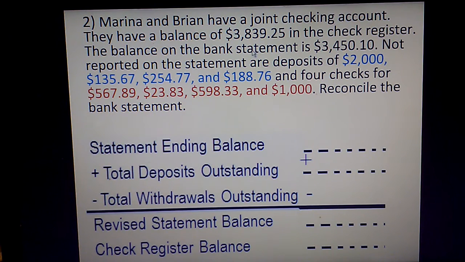That's what her bank statement says. So we're going to put the $3,450.10 there. Total deposits outstanding. So we're going to take all of these deposits. The $2,000, $135.67, $254.77, and $188.76, and we're going to add them together. And we get a total of $2,579.20.